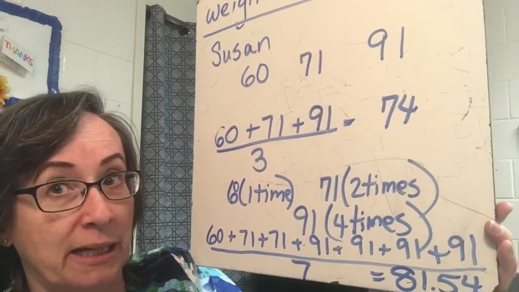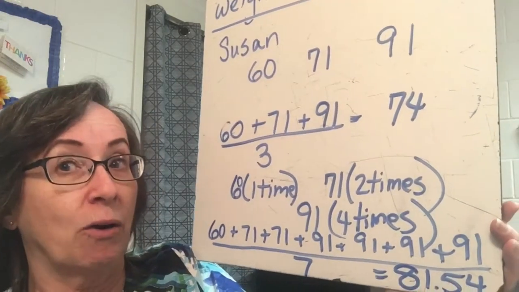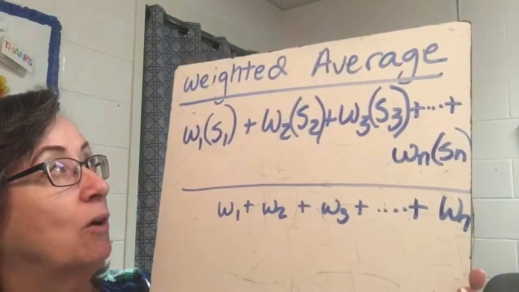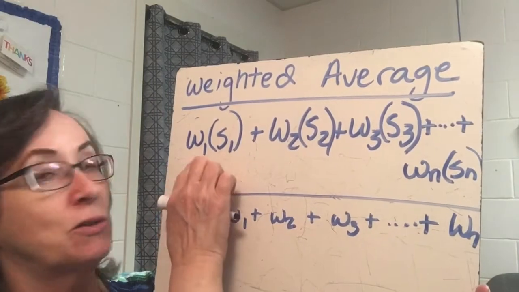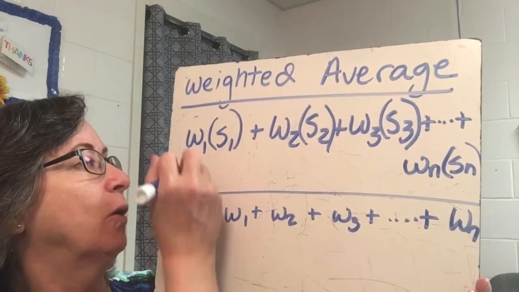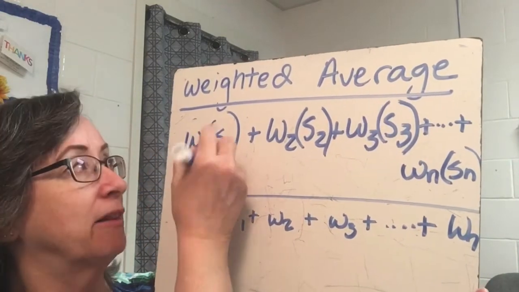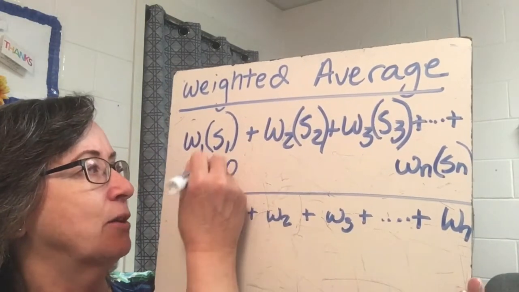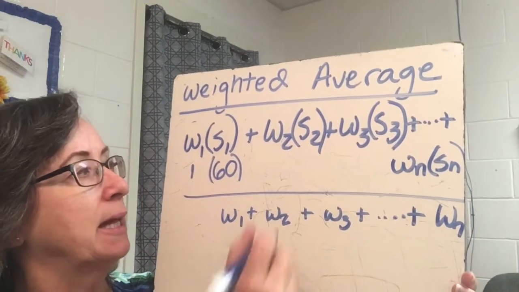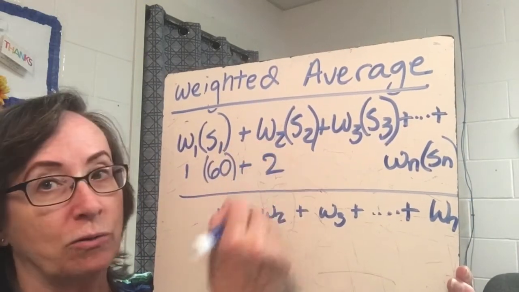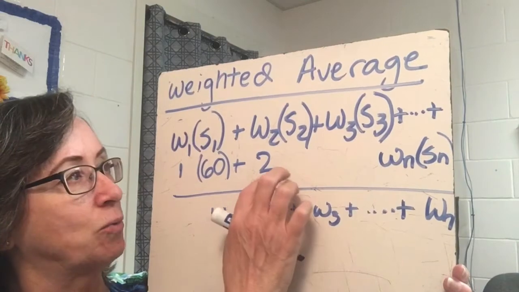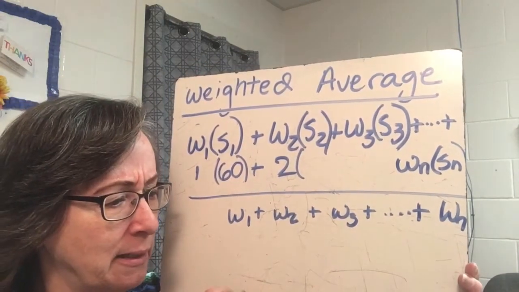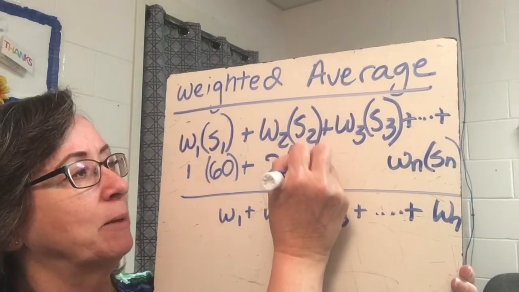Okay, so now we're going to come back with the formula for weighting grades. So here is the formula for weighted averages. The first weight in our old problem was 1, and she weighted the first score or the first sum as 60. So 60 was weighted 1 time. The second weight was 2. She weighted the second test twice, so that one was, I think, 71.